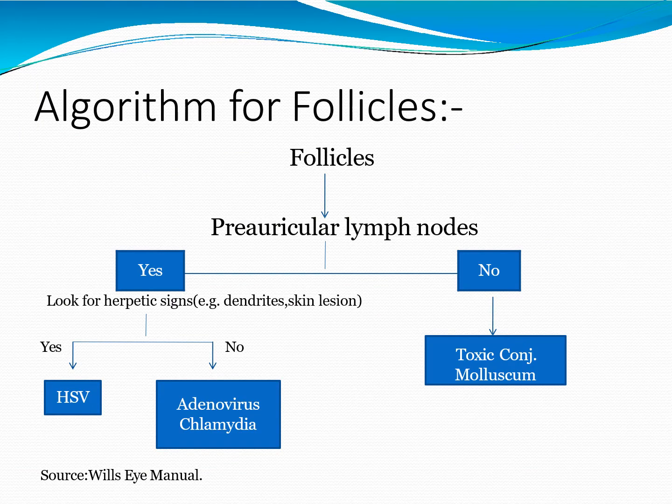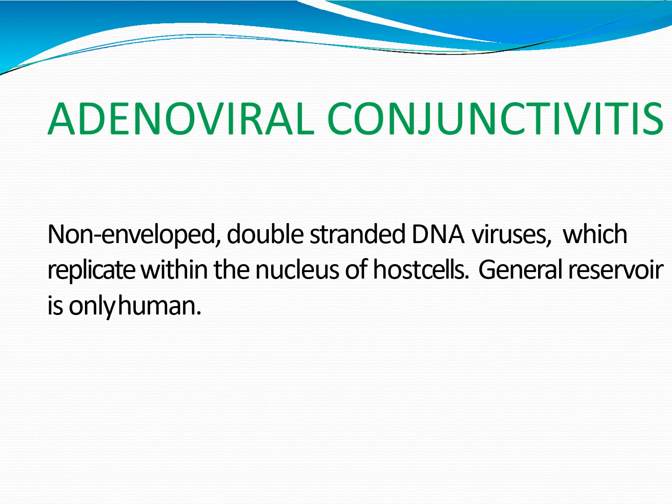So, how do you go about examining a patient when we can visualize follicles? Then we look for preauricular lymph nodes. If there are no preauricular lymph nodes, then it is usually toxic conjunctivitis or molluscum associated. If the patient has preauricular lymph nodes, then we look for herpetic signs like dendrites and skin lesions. If dendrites or skin lesions are present, it is usually suggestive of herpes simplex virus, and if not, it can be adenovirus or chlamydia.